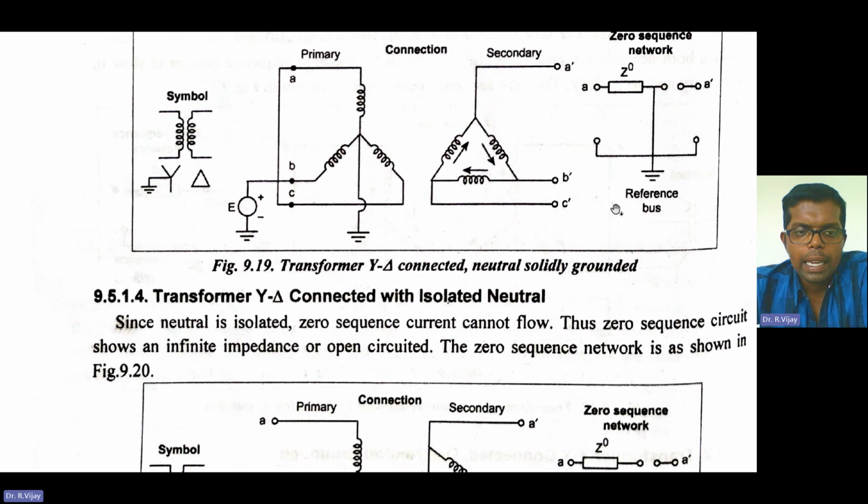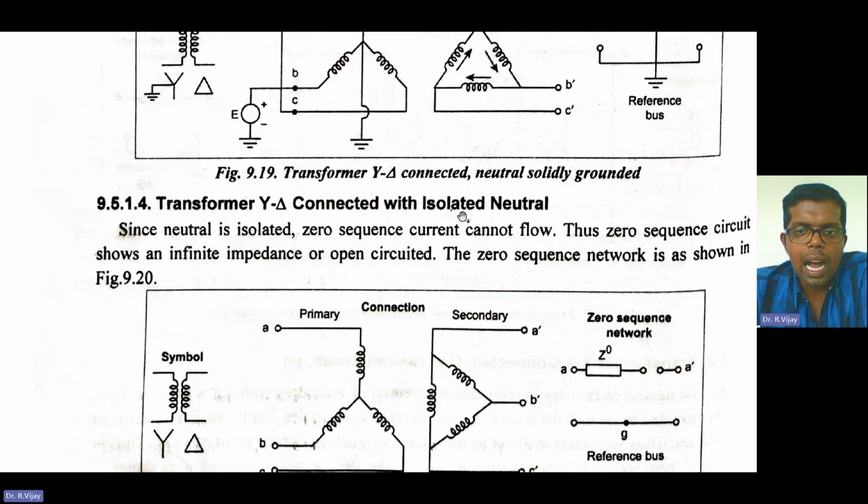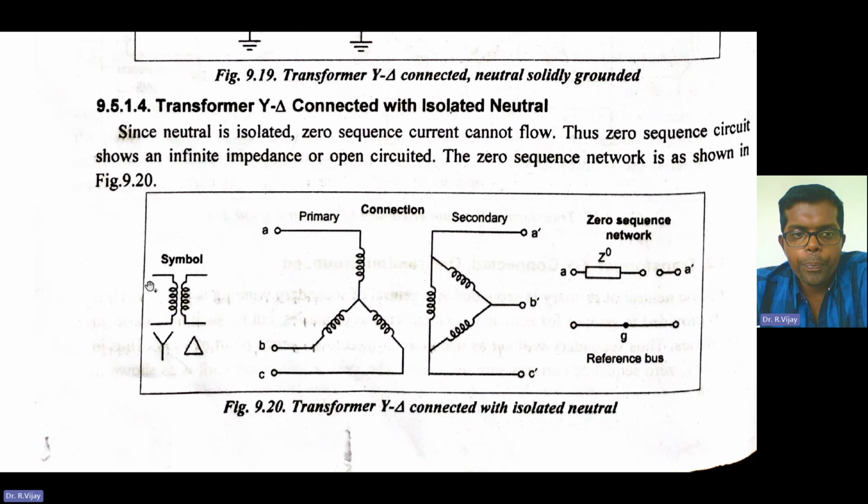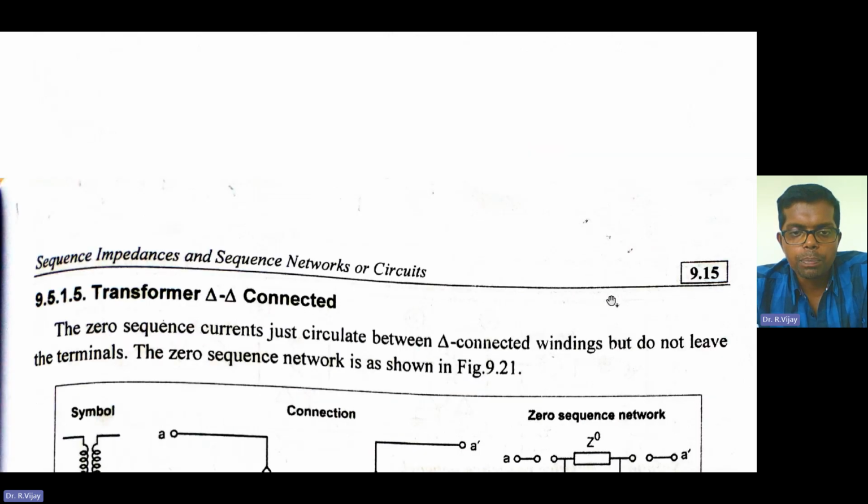Next, star to delta connected with an isolated neutral. Here it is star, here it is delta, and the star is not grounded. The impedance is Z0 here, and this is the reference bus ground. Since this is delta, you need to open here. This opening is here, this is A dash, and this is A. This is the zero sequence network for star to delta. This also you need to remember for solving problems.